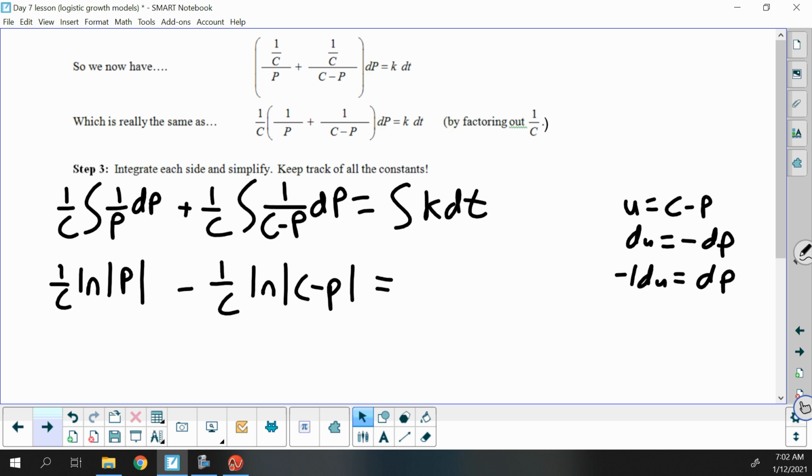T is our variable over on the right, so we'll just have kt plus, and we have to do our constant. Normally we do plus C, but C is representing our carrying capacity, that spot where it's leveling off, the total population. So we've got to pick a different letter. Let's just pick D for our other letter.